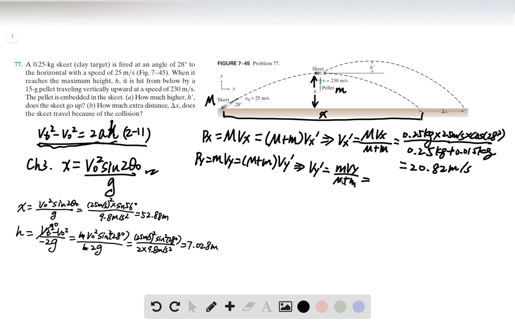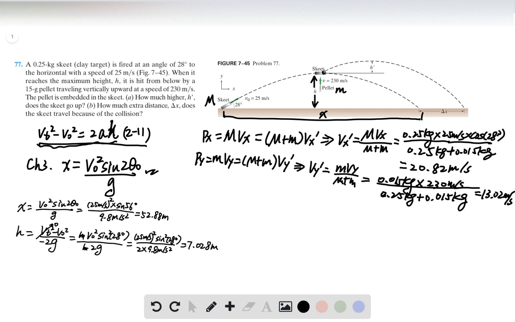And again, we're putting in all the numbers. Small m equals 0.015 kilogram times its speed of 230 meters per second, divided by the total mass of both objects. This gives us 13.02 meters per second. Okay, so this is the speed in the x and y direction of the skeet after it is hit.